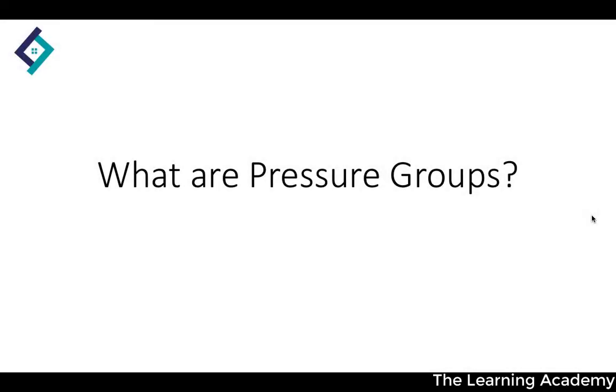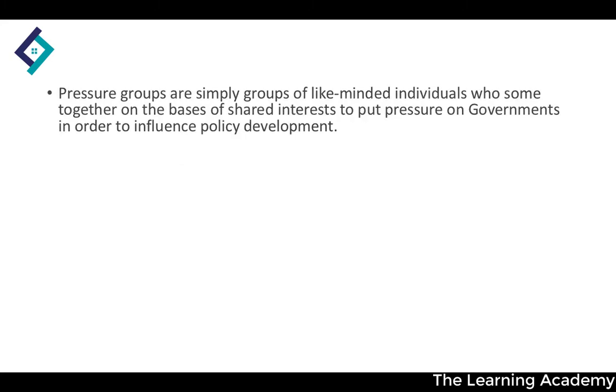So what we're going to do in this video is take an introductory look at pressure groups. Really look at what they are, give a couple of examples, and look at the general roles that pressure groups fulfill within the UK political system. So pressure groups, their most basic definition is that they're simply a group of like-minded individuals who come together on the basis of shared interests to put pressure on the government in order to influence policy development.